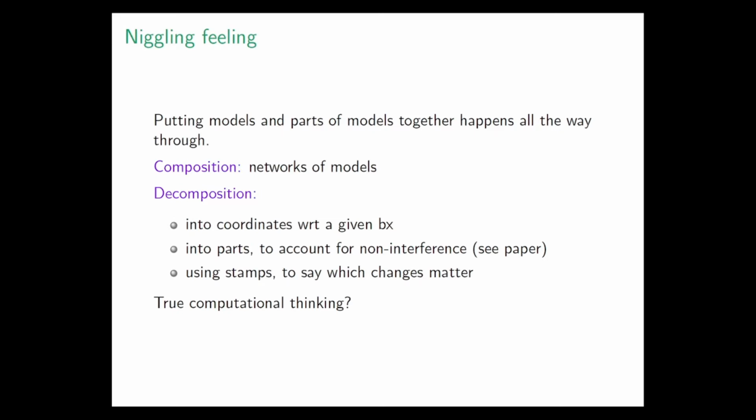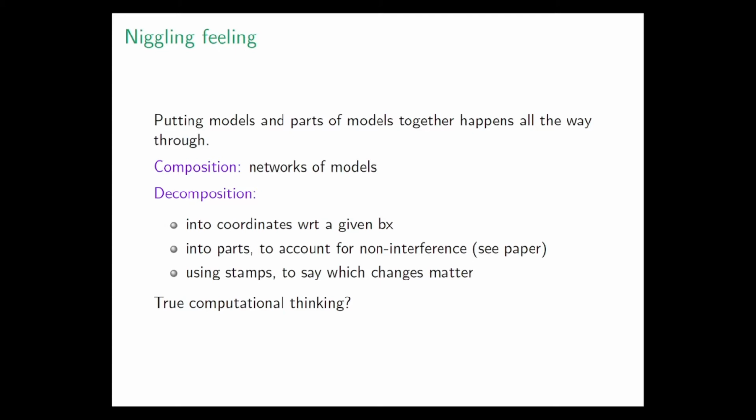Along the way, I have a kind of niggling feeling, which is to say that I think we lack a proper structure theory of models and relations. It would be really nice to have one, even better if it could be one that you didn't have to be a category theory expert to understand. We've talked about composition of models via bidirectional transformations, and we've seen a couple of different kinds of decomposition of models into parts. We've seen decomposition of a model into coordinates with respect to a given bidirectional transformation, and we've discussed the fact that those coordinates are not independent in general.